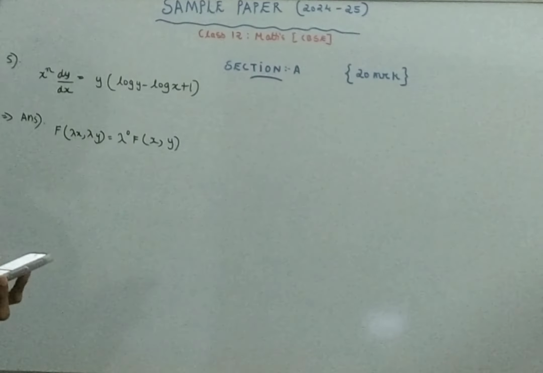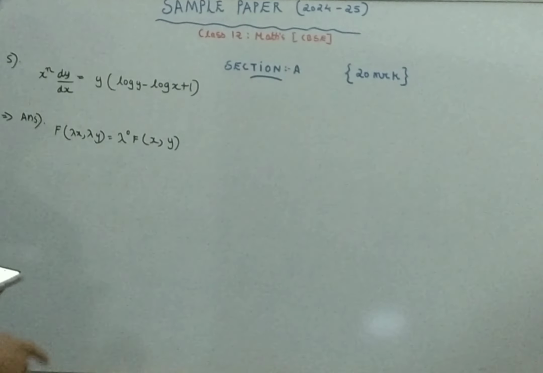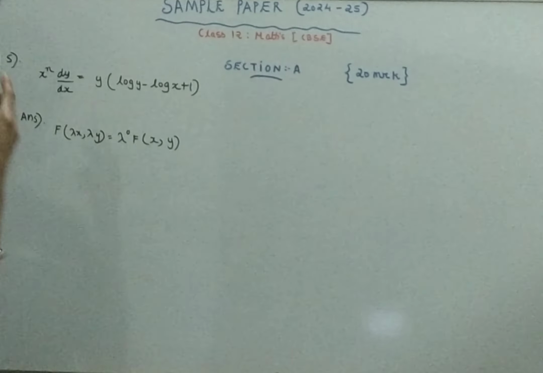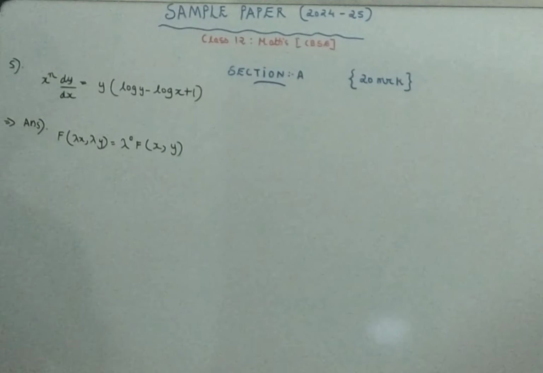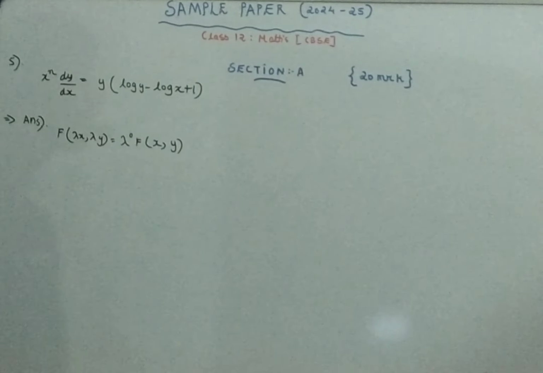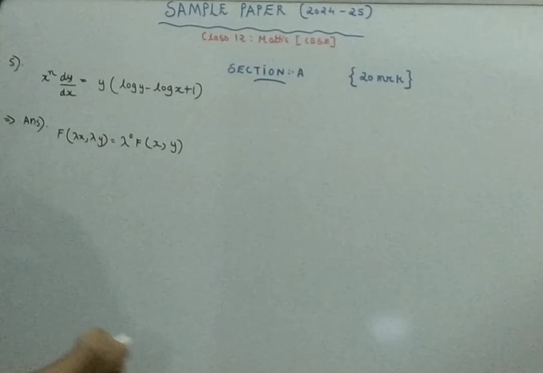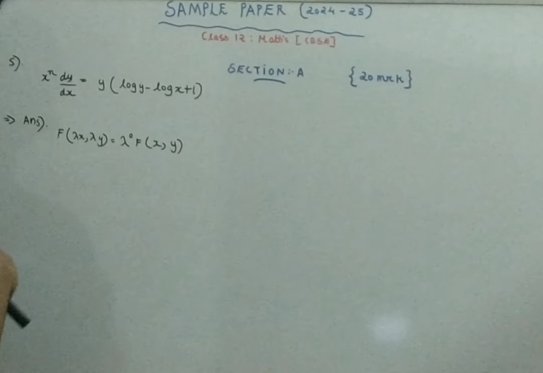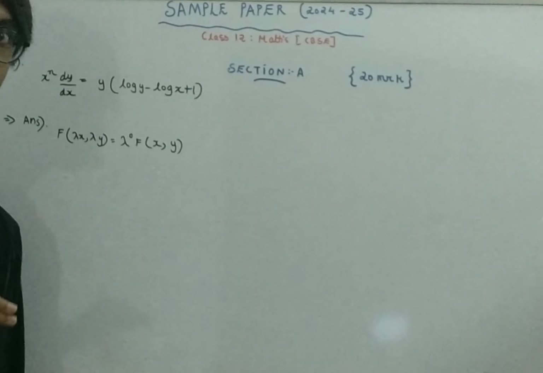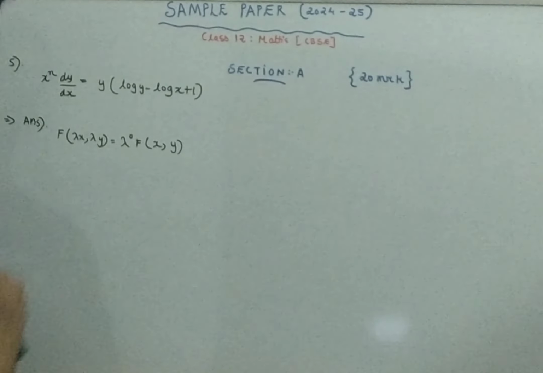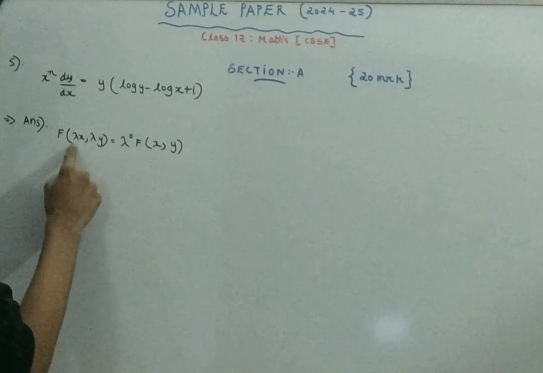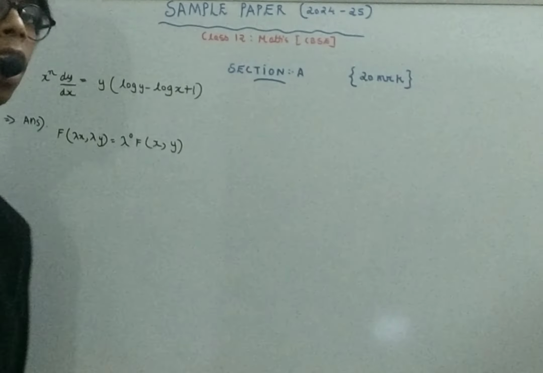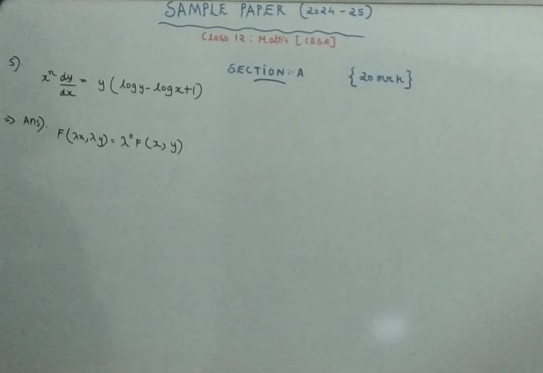The question is: the value of n such that the differential equation x raised to n dy by dx is equal to y into log y minus log x plus 1, where x belongs to real numbers, is homogeneous. You see in the question it is given that this differential equation is a homogeneous differential equation. Now in order to do this question, you need to know the definition of homogeneous differential equation. We say that a differential equation is homogeneous if it can be written as f of lambda x comma lambda y is equal to lambda raised to 0 f of x y. You have learned this definition, isn't it?